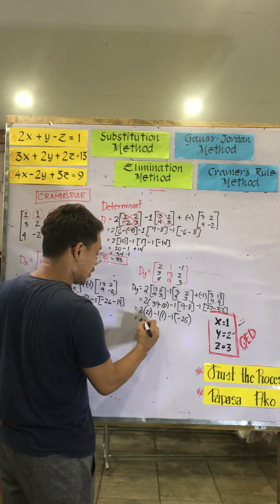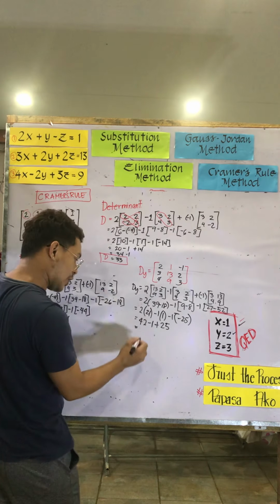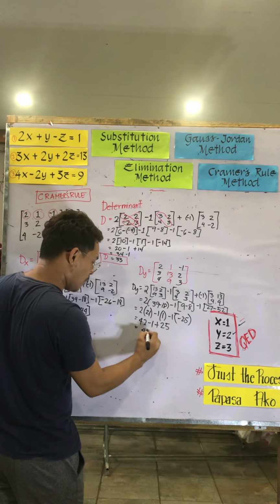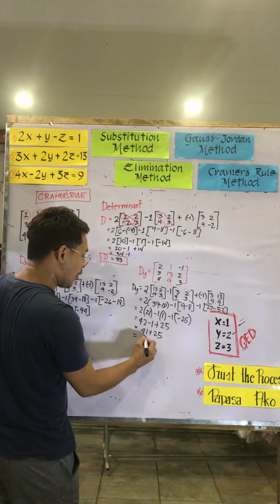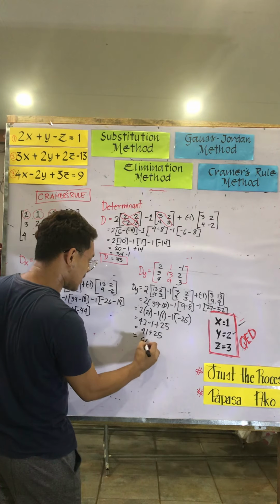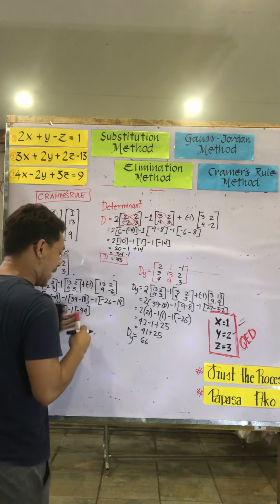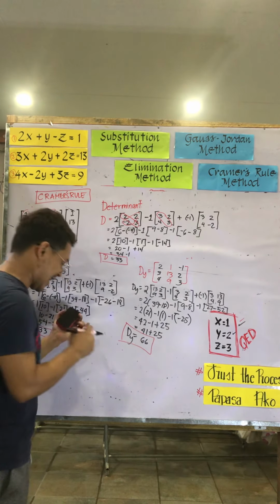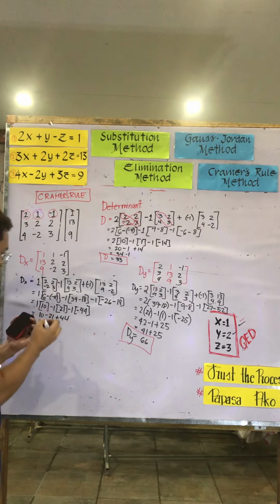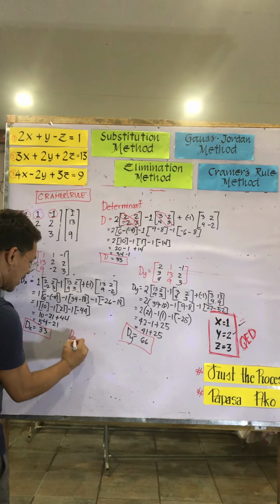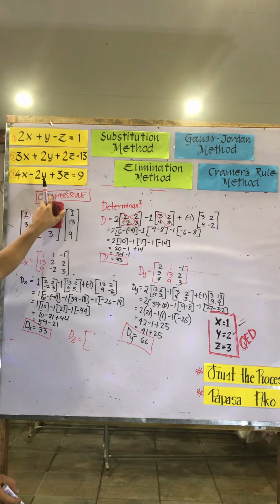Therefore, we have 42 minus 1 plus 25. 42 minus 1 is 41 plus 25. We have here 41 plus 25 is equal to 66. Therefore, our d sub y will be equal to 66. Last, let us find d sub z. We're almost done. For d sub z, our z value will be in our third column.